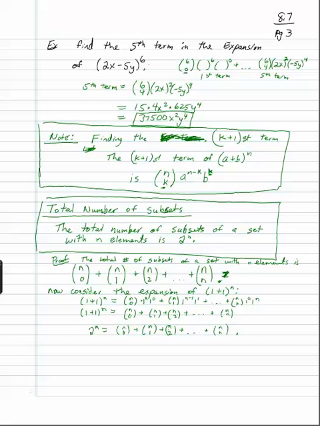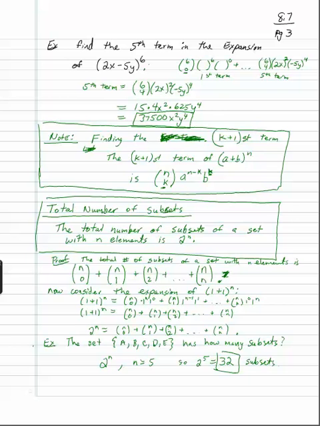Alright, so let's do an example. So basically we just use the shortcut now that we have that. Okay, so the set A, B, C, D, E has how many subsets? Well, from what we just proved up here, there's 5 elements in that set, so it's going to be 2 to the n, and we know n is 5 in this case, so 2 to the 5th equals 32. So it has 32 subsets.